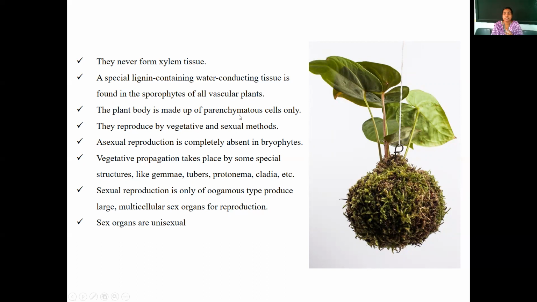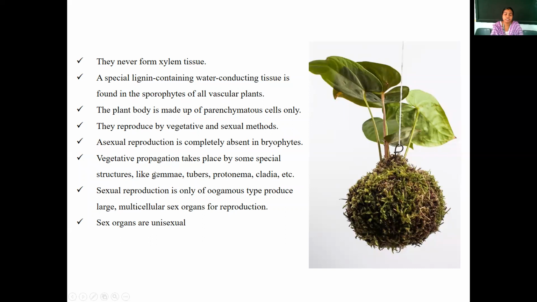So the sexual method is by the sex organs: antheridium, the male sex organ, and archegonium, the female sex organ, which bears the egg cell. Vegetative reproduction is based on the members, their habit and habitat. There are some vegetative propagules a plant can produce, like tubercles and gemma cups. Through these, it can carry out vegetative reproduction.